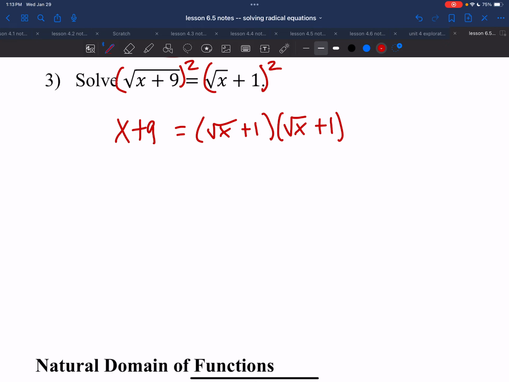Earlier in the video. Now I'm going to multiply this out. Root x times root x. If you don't know what that is, that's square root of x squared, which is x.